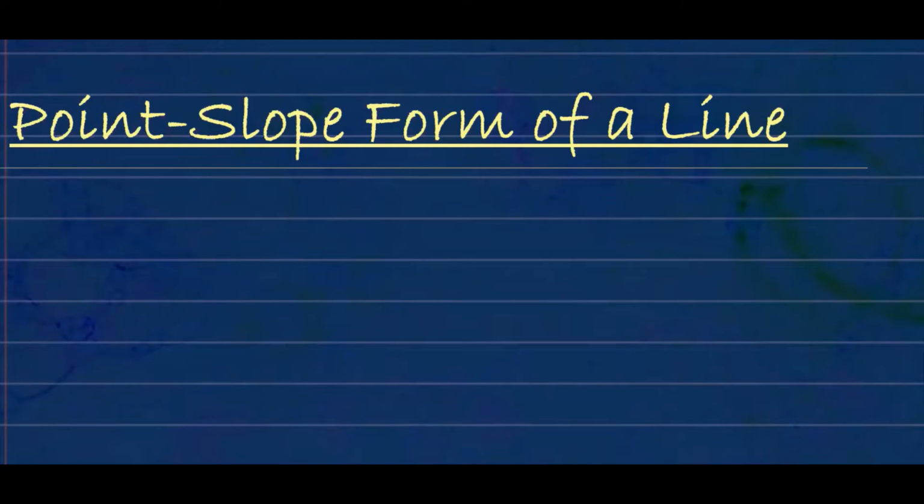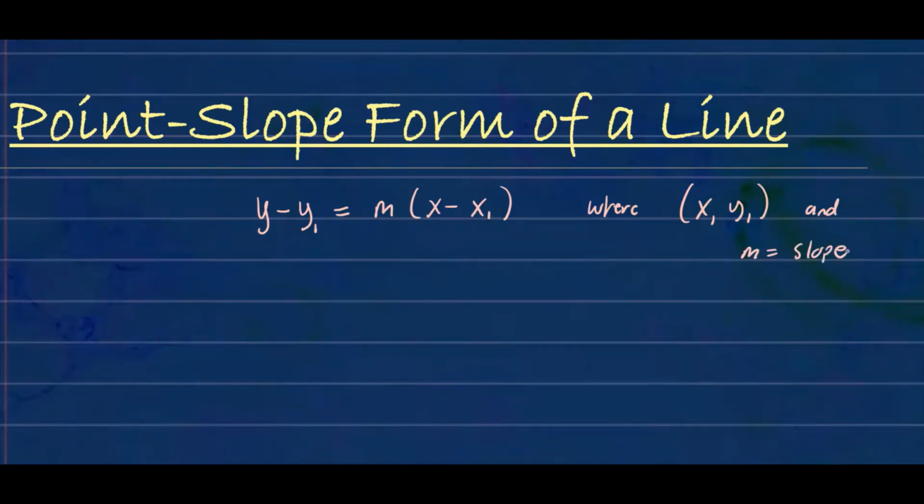So let's go ahead and start talking about point slope form of a line. The point slope form of a line is written in this form: y minus y1 equals m times x minus x1, where (x1, y1) is a point that the line will pass through, and m is the slope of the line.